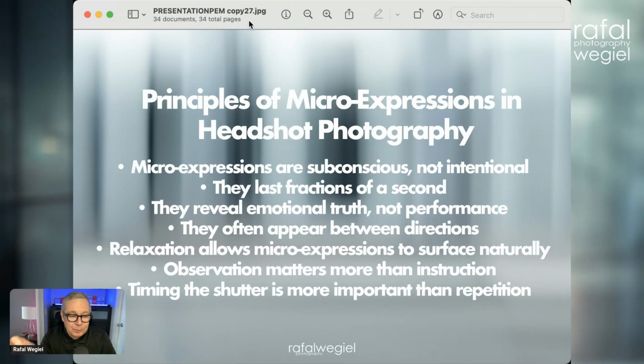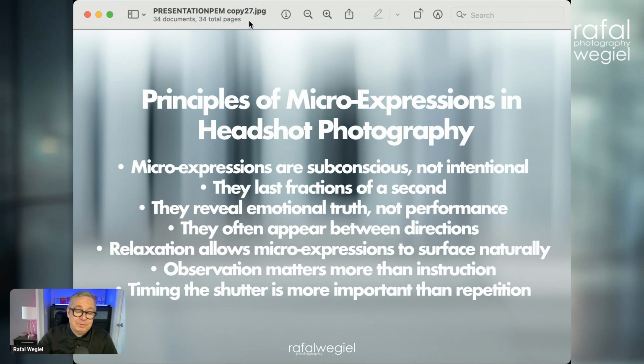So you cannot really perform microphase expressions. Working with actors or experienced people, they can mimic some of those face expressions, but they cannot really mimic microphase expressions.